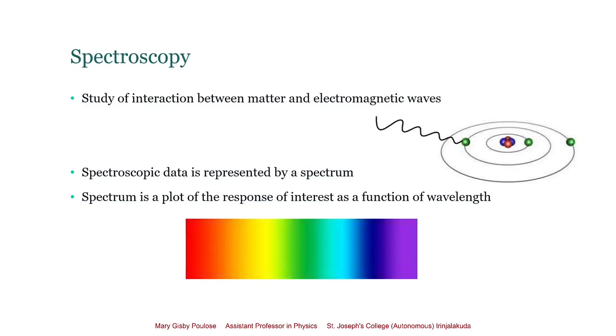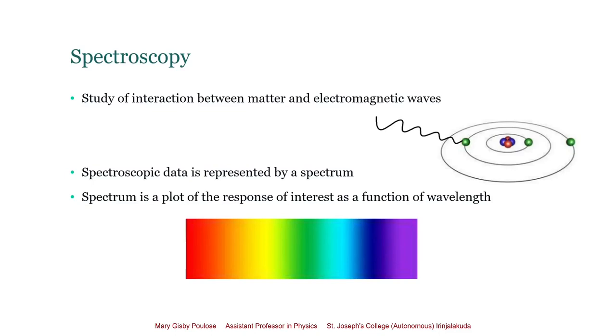Now the spectroscopic data is represented by using a spectrum. And what is a spectrum? It is a plot of the response of interest as a function of wavelength. By spectrum, we understand that it is a plot or a graphical representation. On the x-axis, we can have the wavelengths of the electromagnetic spectrum, and on the y-axis, we shall record the response that we want to record, the type of response that we are interested in.